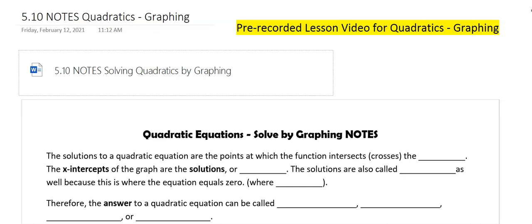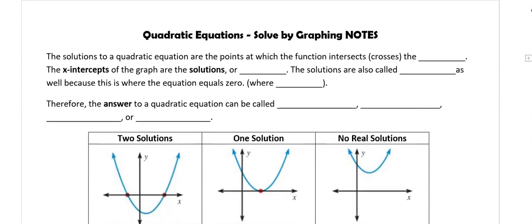This is the lesson video on solving quadratic equations. So it's quadratic equations solving by graphing. We're going to be looking at the graph in order to solve them. All right. So the first part is quadratic equations solved by graphing notes.